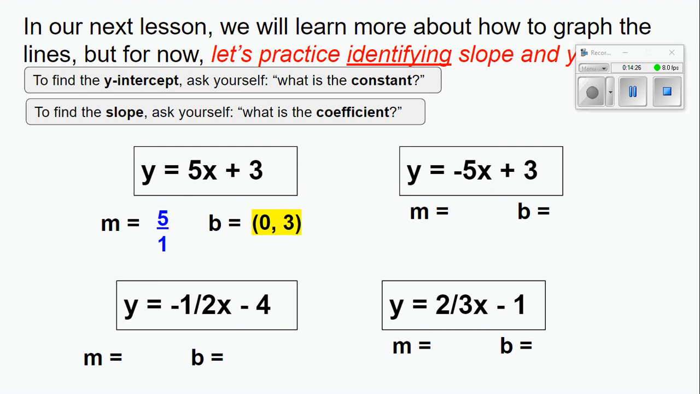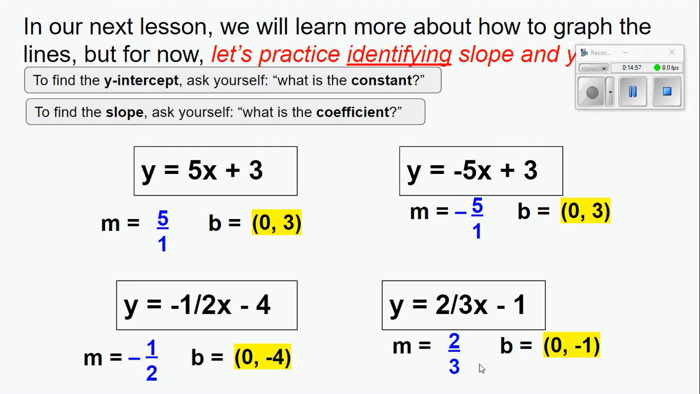All right, cool. Now let's go over to this next one. Just ask yourself, where is it going to cross? And what are you going to see here for the staircase slope? Negative 5 over 1. All right, we're on the third example down here. Just say, where does it cross? And then, okay, negative 1/2 is going to be the slope. And in the final example, this one would cross at negative 1. And its slope is going to be the 2/3.